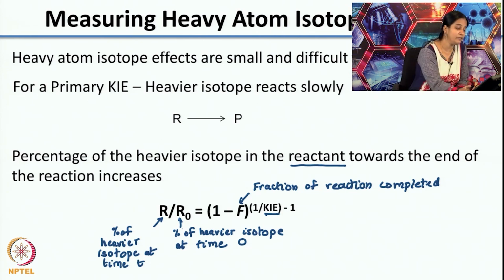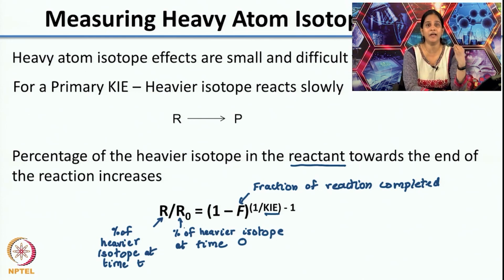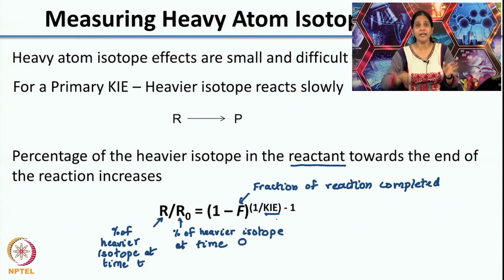So, if you measure the value of R0, so you can measure the value of the reactant of a particular isotope. You can also measure the R concentration at any of the given times. So, this is measurable, fraction of reaction completed you can determine. So, based on this you can calculate the kinetic isotope effect. So, this is an indirect method for calculating kinetic isotope effect when you look at heavy atom kinetic isotope effects. So, you are indirectly measuring it by measuring the concentration of the reactant with the heavier isotope.